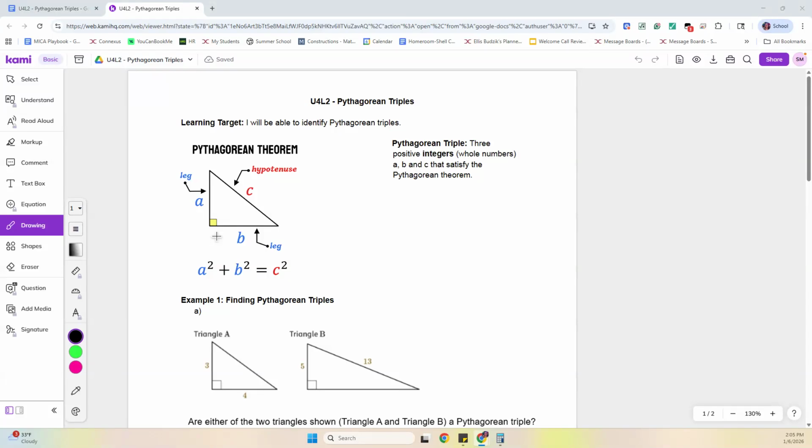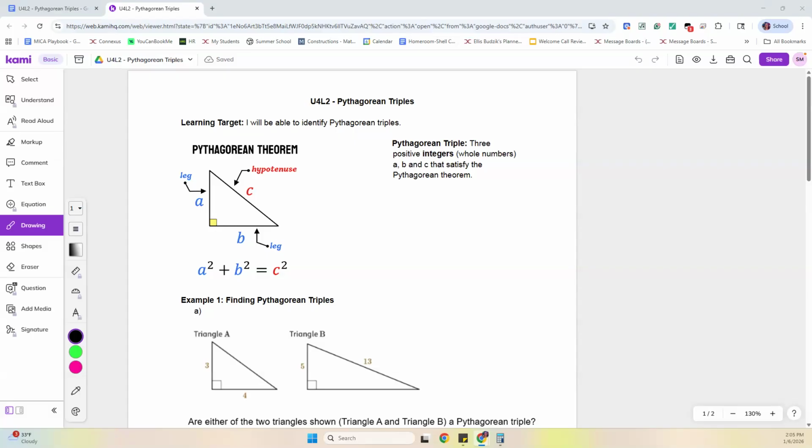Unit 4 is still talking about trig and triangles. We are talking about the Pythagorean theorem today, but we are going to get into sine, cosine, and tangent again in the later lessons. So today is hopefully a bit of a review because we've discussed and used the Pythagorean theorem a lot this year, especially in the first semester.